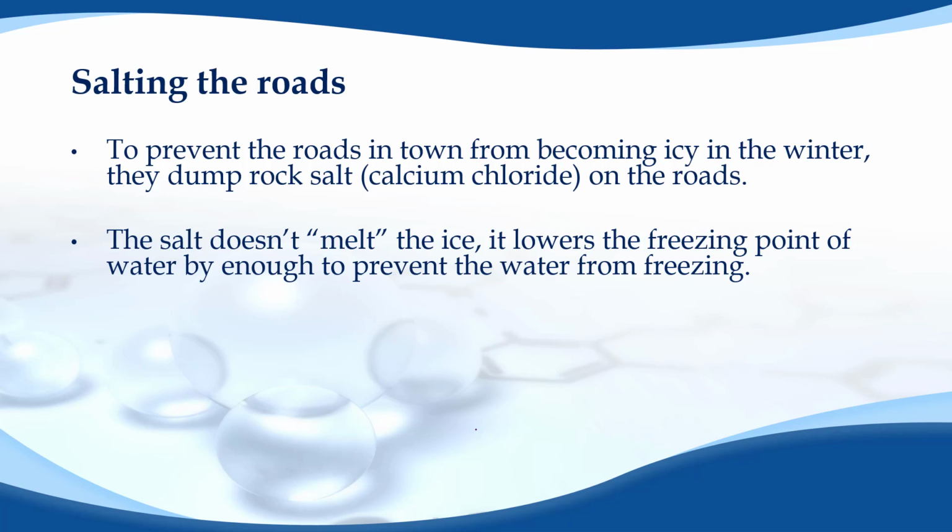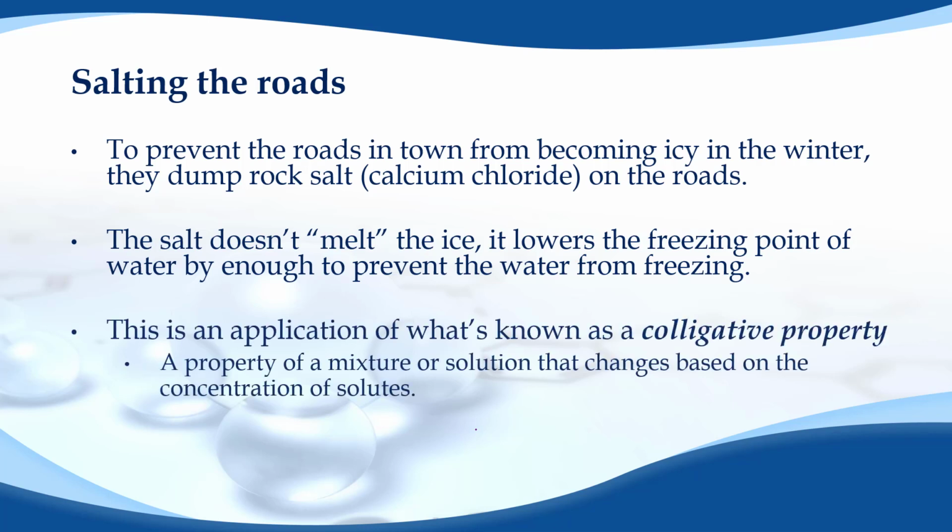So it's not that the ice is frozen and then it melts. It's that as the salt dissolves, it keeps the water that's falling as precipitation from freezing on the ground. So this is an example of a colligative property. A colligative property is any property of a solution or mixture that will change its value based on the concentration of what's dissolved. For example, for our salt on the road, the more salt you put down, the higher the concentration of salt, the lower the freezing point of the water will get. So it'll keep it from freezing at lower temperatures.